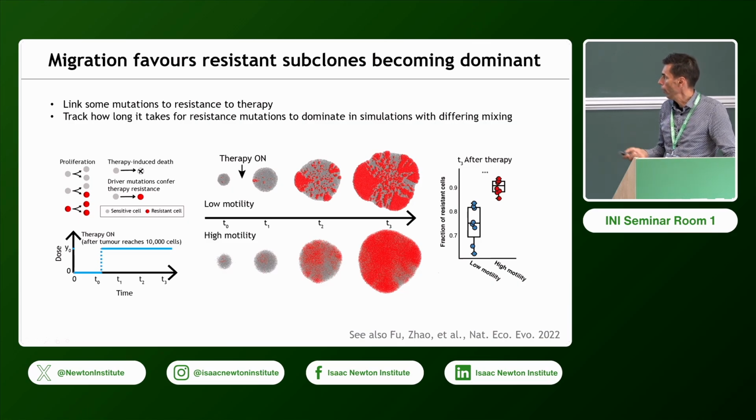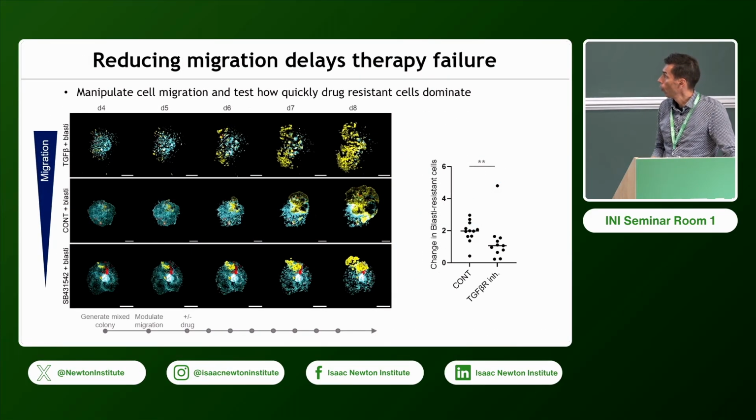Is there any evidence to back up this idea that motility affects the rate at which bad subclones win? So we've now returned to our experiments. These are not movies now, these are stills from movies, but now what we've done is the yellow cells that you can see here have resistance to a therapy that's being applied. And in this axis, what we've done is we've either turned migration down or turned migration up.